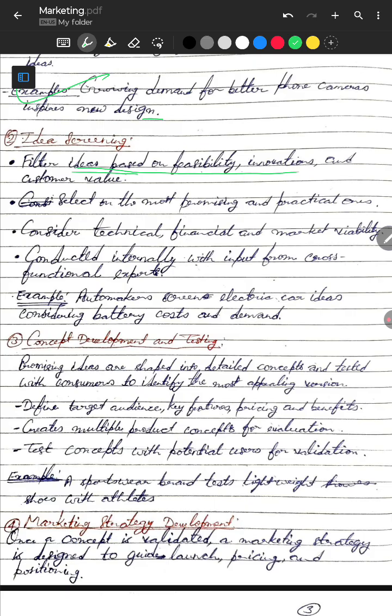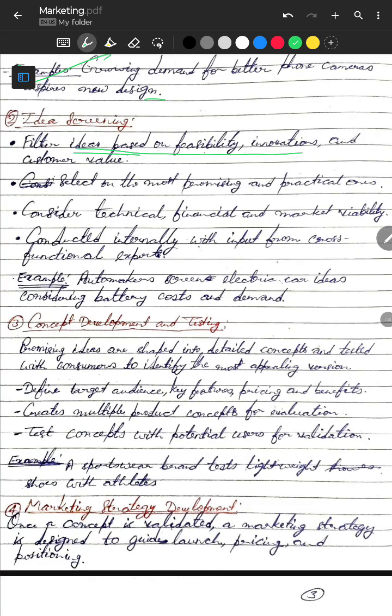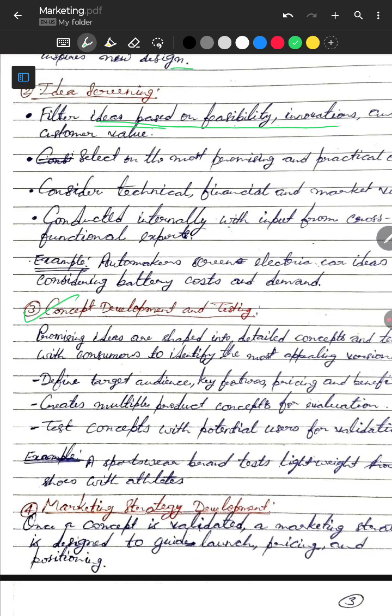That was all about idea screening. The first stage was idea generation, the second was idea screening, and the third is concept development. So what is this concept development? As you can see on your screen, the third one is concept development and testing. Promising ideas are shaped into detailed concepts and tested with consumers.